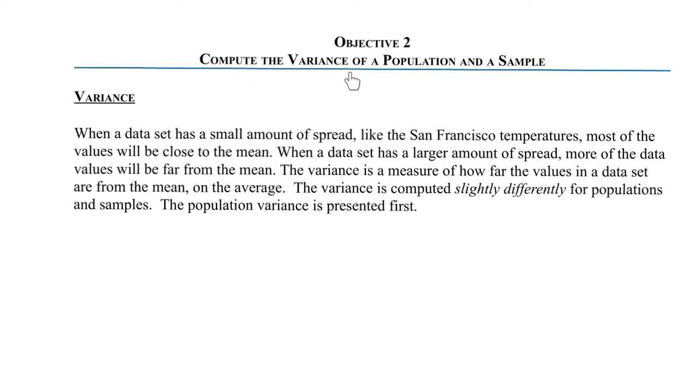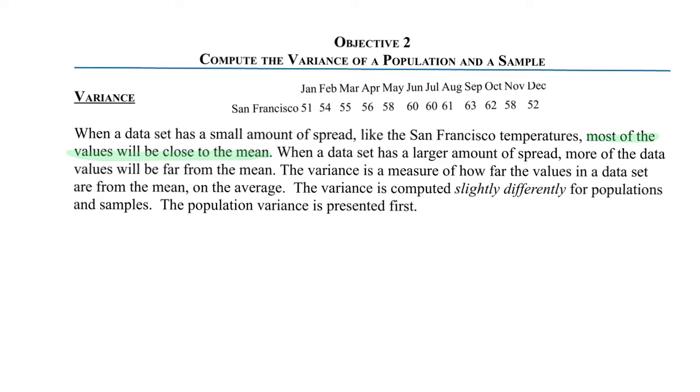Objective 2, compute the variance of a population and a sample. When the data set is small amount of spread like San Francisco temperature, most of the values will be close to mean. But when the data set has a larger amount of spread, more of the data values will be far from the mean. So variance is the measure of how far the values in a data set are from the mean on an average.